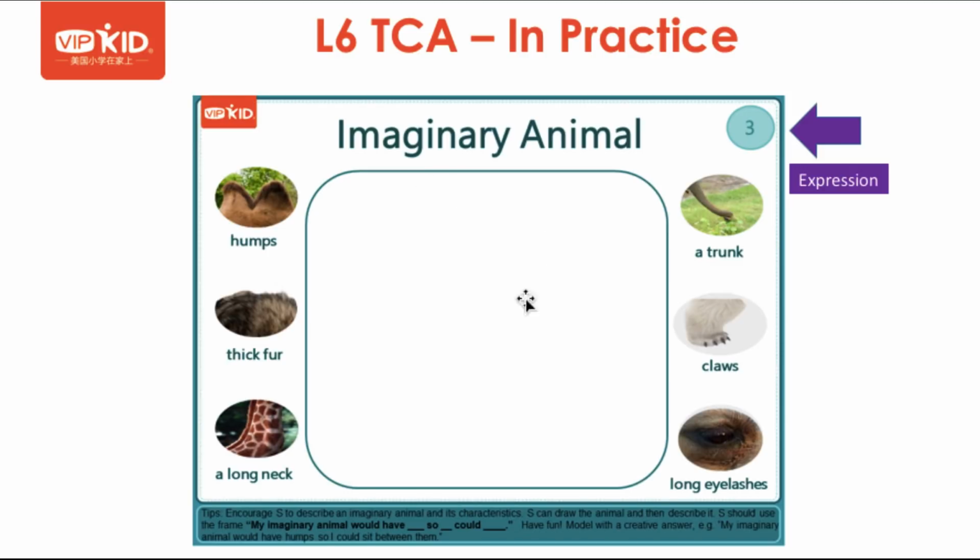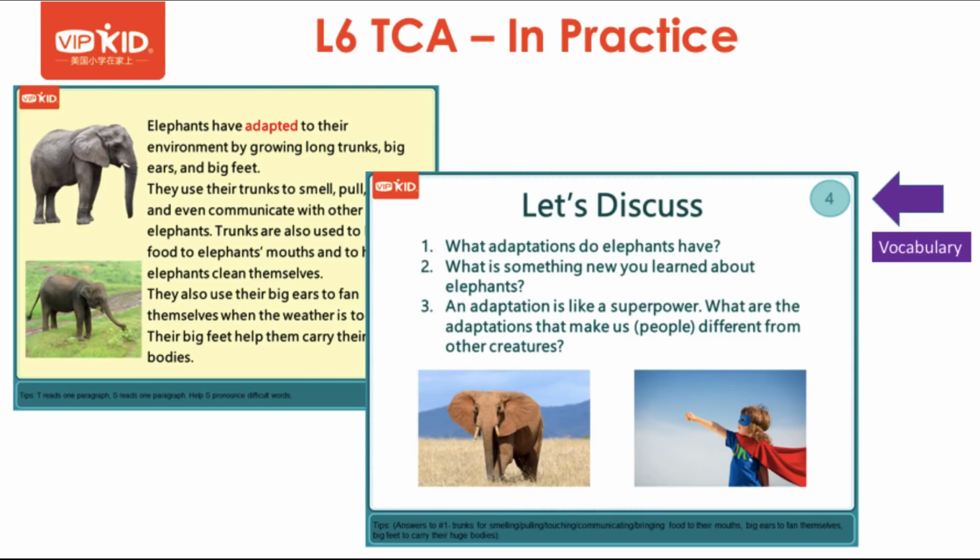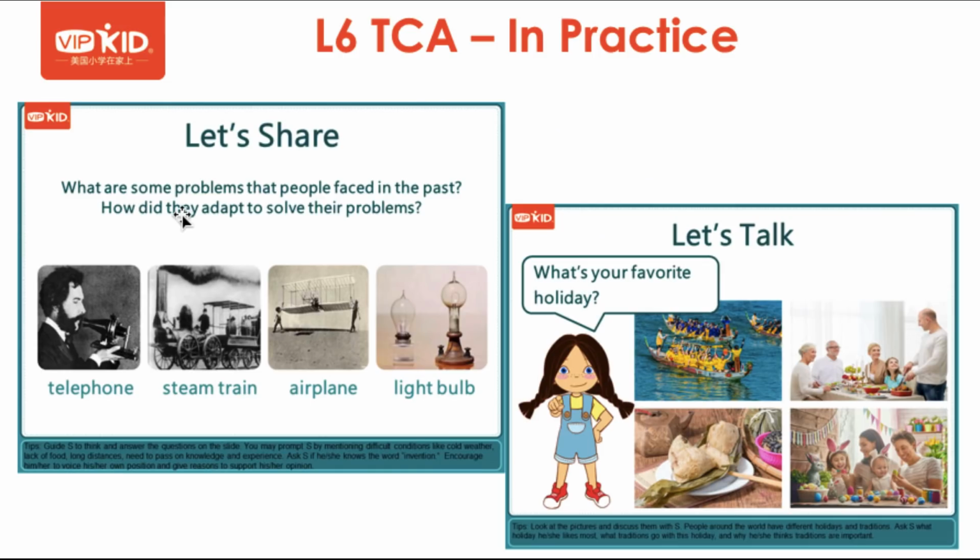Then you're going to do an imaginary animal. Again, this is similar to level 4. So they're going to play around with things. It's more about expressing what they think. We're going to have some reading about elephants and then discuss it to see how they pick up on the vocabulary. We're going to talk about some new different vocabulary here, and let's talk about some of these things.